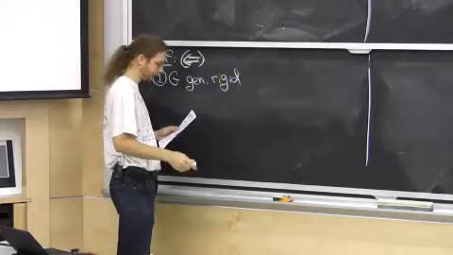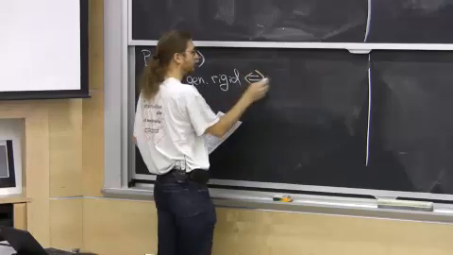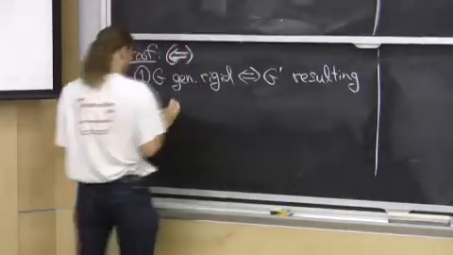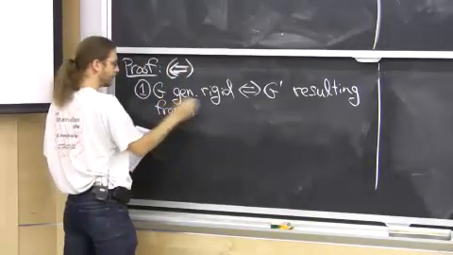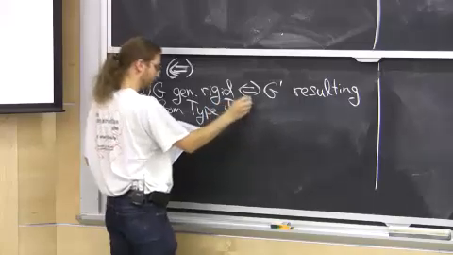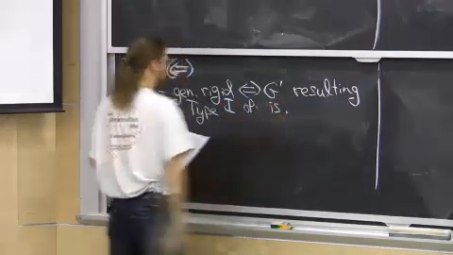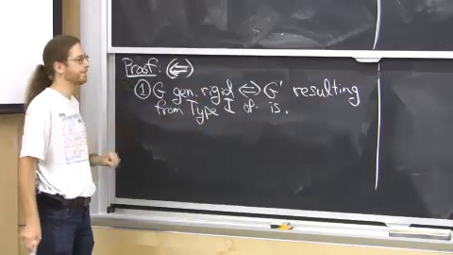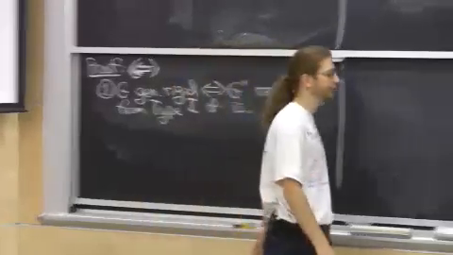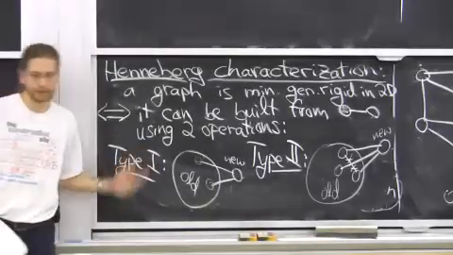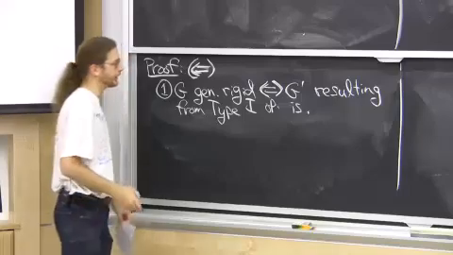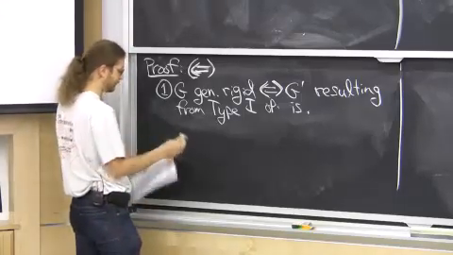So let's suppose I have a generically rigid graph. And I do a type 1 operation. And I get a graph called G prime. I claim that the resulting graph will also be generically rigid, and vice versa. So doing a type 1 operation does not affect generic rigidity. This may be obvious, but let me explain it to you. There's, again, two directions you need to prove. And let's start with, which one do I start with? This way.